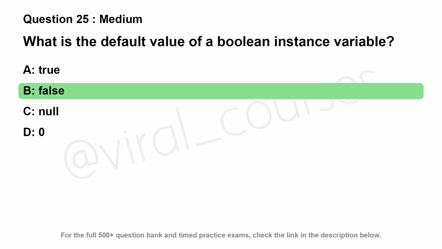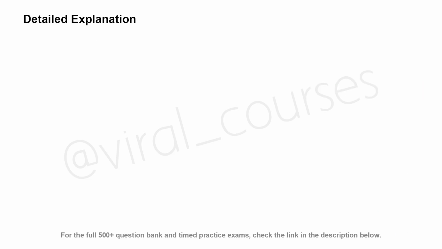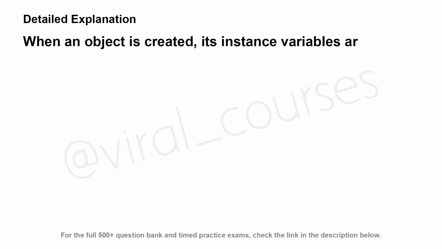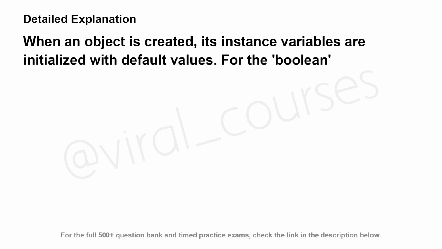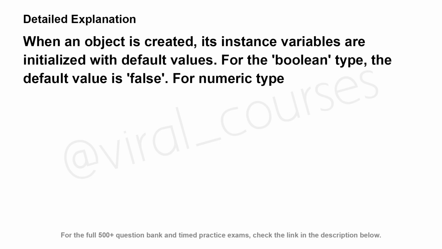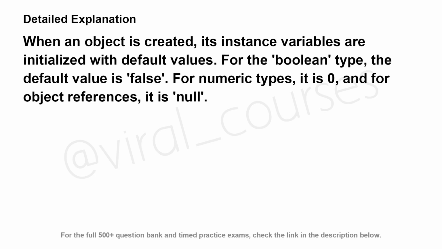The correct answer is B. When an object is created, its instance variables are initialized with default values. For the boolean type, the default value is false. For numeric types, it is 0, and for object references, it is null.